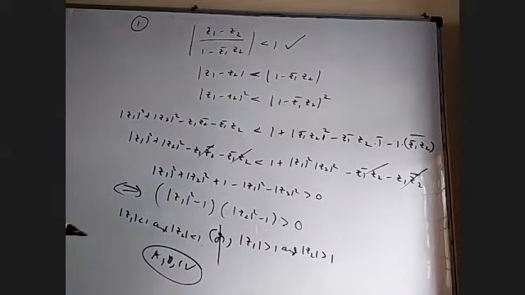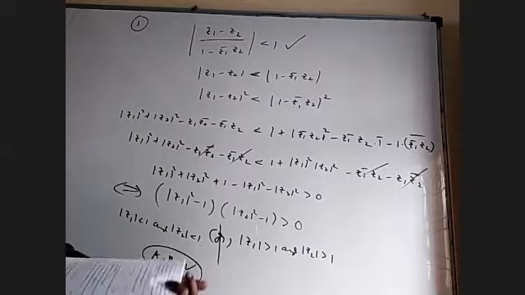Okay, so some questions will do graphically, some questions will write X plus iY and do it, and some questions will use some kind of algebraic formulas that we have in complex numbers. Okay, everybody understood this?